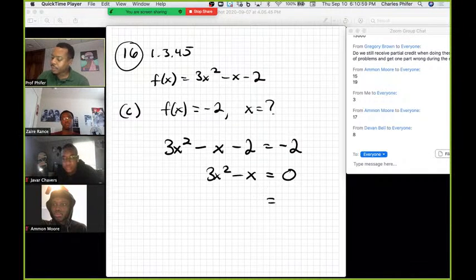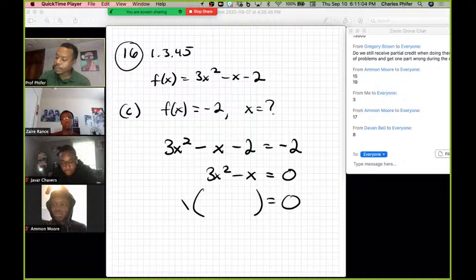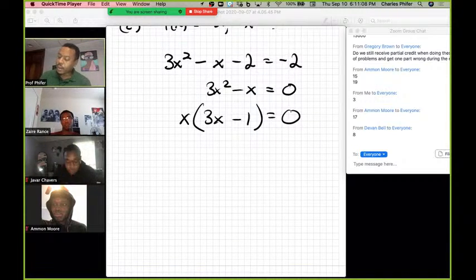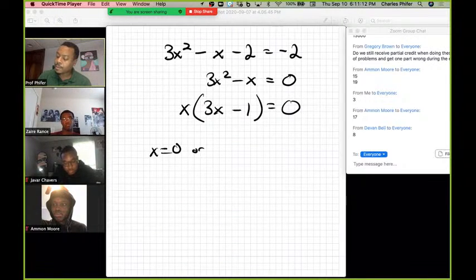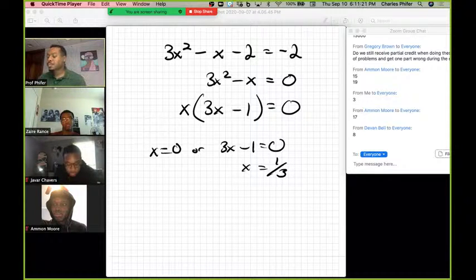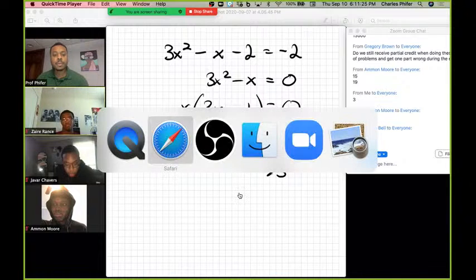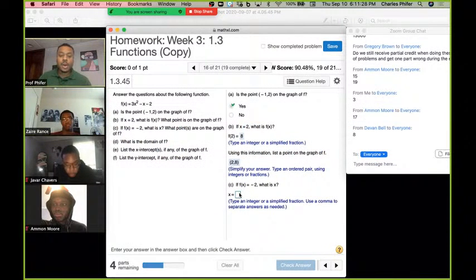So then we can factor. We can factor out an x from both of them. We're left with 3x minus 1. Zero factor property, we're going to get x equals 0 or 3x minus 1 equals 0. So from here, we get x equals a third. Okay, let's see what those mean. So if y is -2, x is going to be 0 or a third.